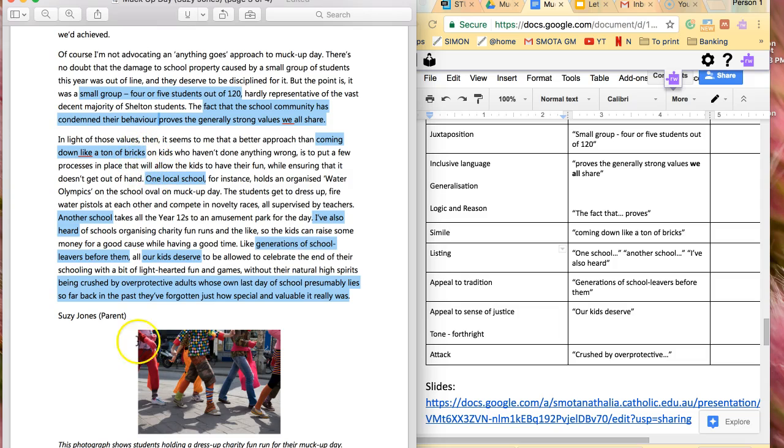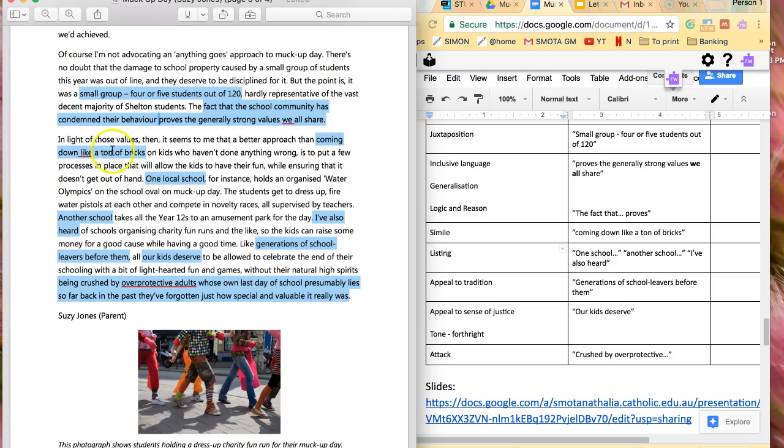This is also an attack. Who is she having a go at? She's having a go at the administrators who are being unreasonable, she thinks, if they are going to ban the day. And it's the same way that she is attacking them down here when she's saying that these overprotective adults whose own last day presumably lies so far in the past they've forgotten just how special and valuable it really was.